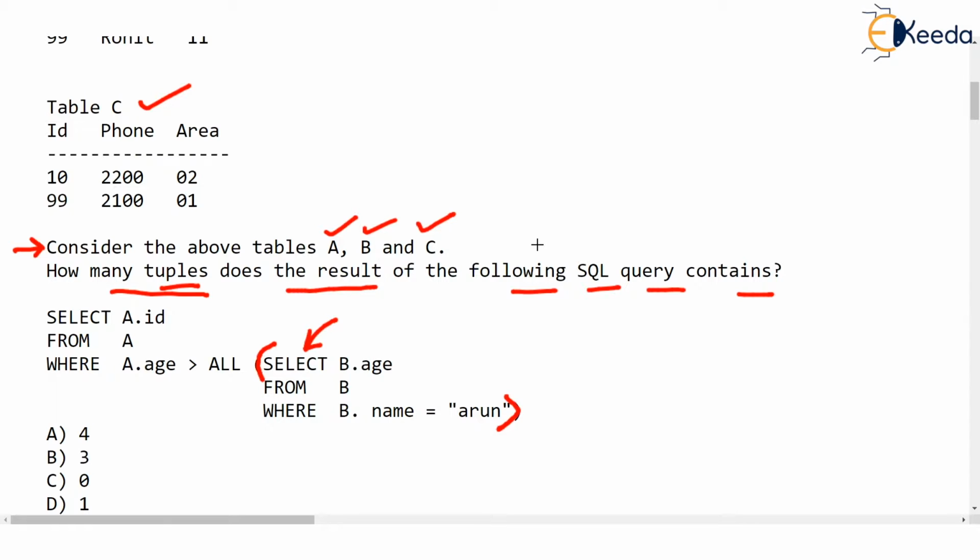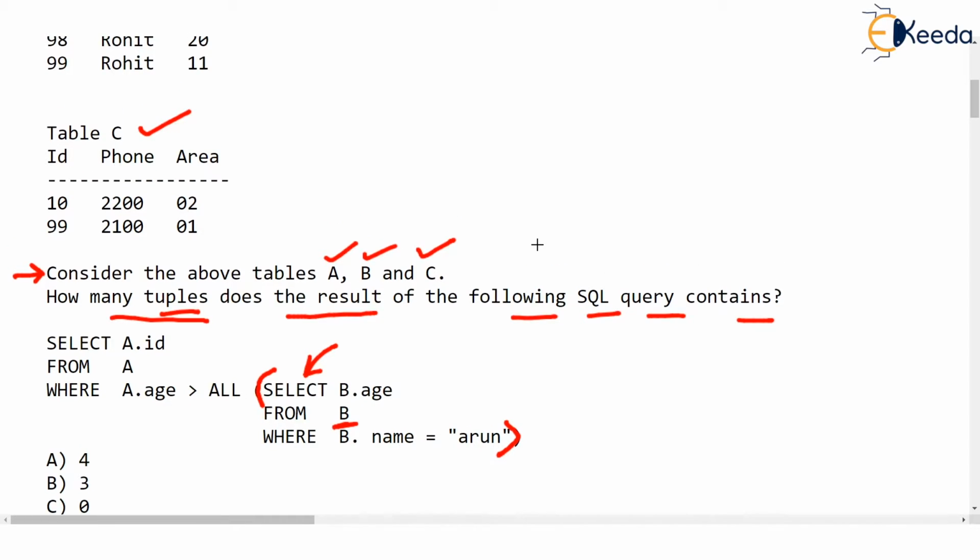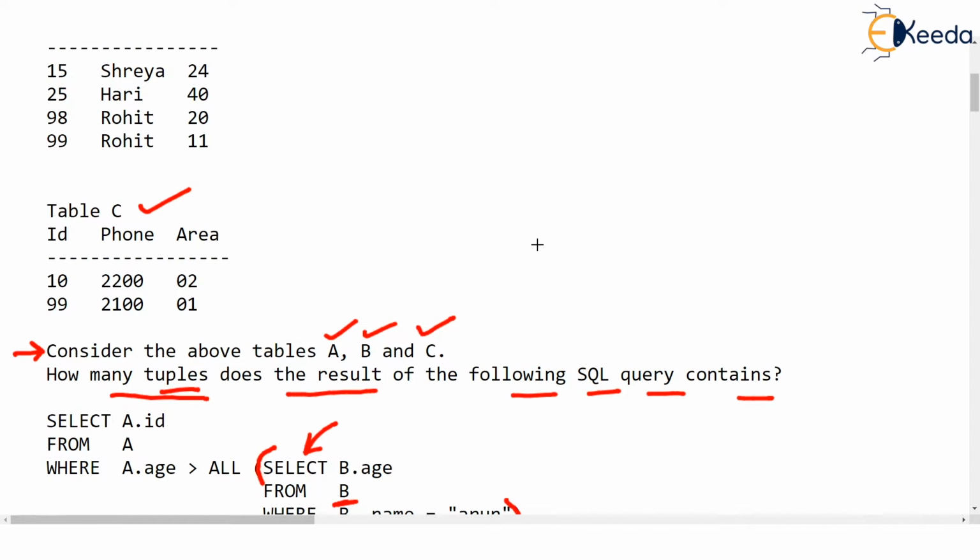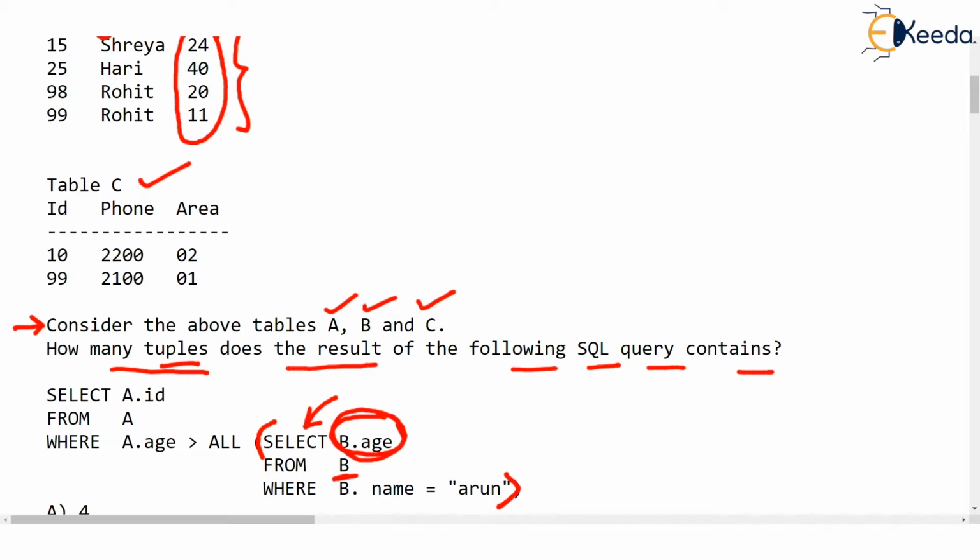So what is this select statement saying? It is select b dot age from B. So there is a table B, and this is table B, although it is out of screen. And what are we selecting from table B? We are selecting this age column, but there is a condition where b dot name is equal to Arun.